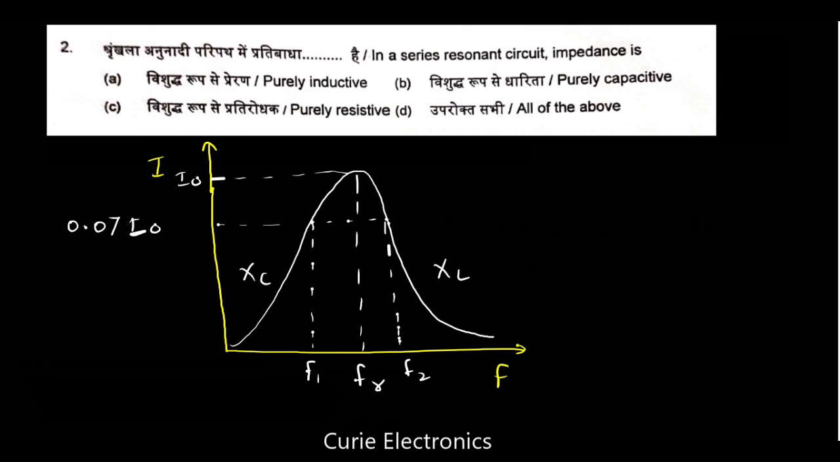Now what is the question? In a series resonance circuit, impedance is, see, at resonance what is happening, we are getting maximum current. That means at resonance, impedance equals resistance. So at resonance, our impedance is purely resistive. So the answer is option C. Purely resistive is the right answer.